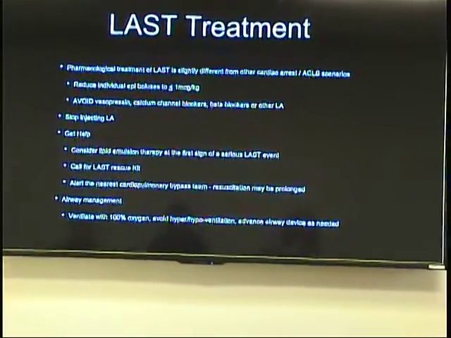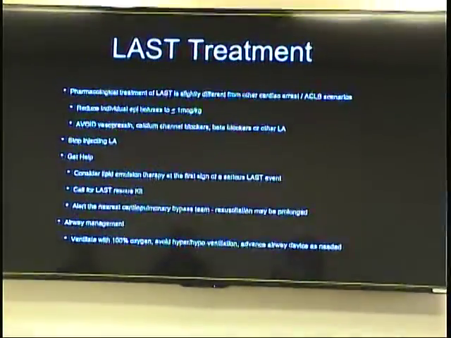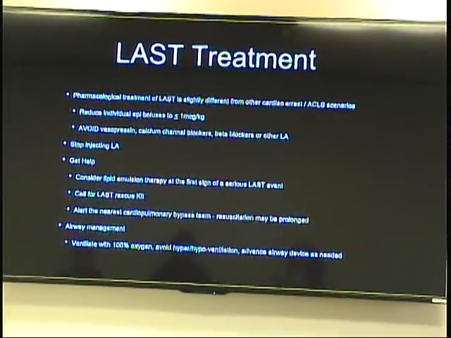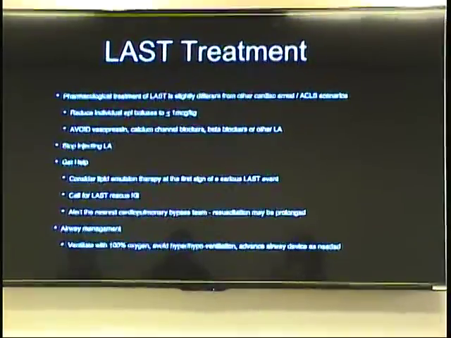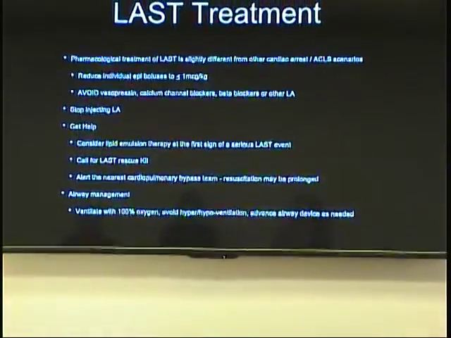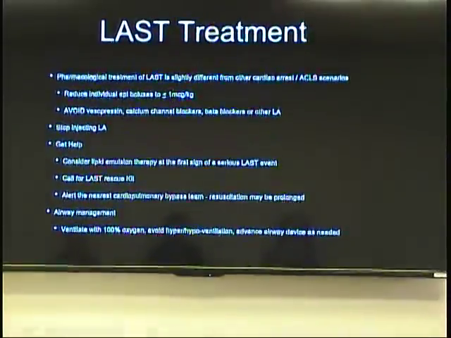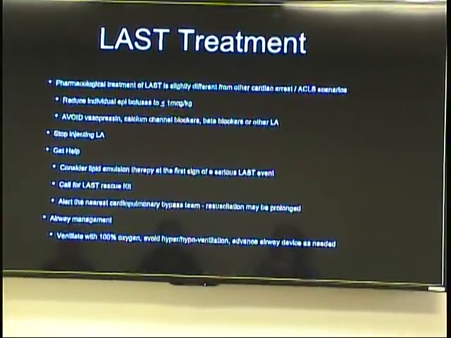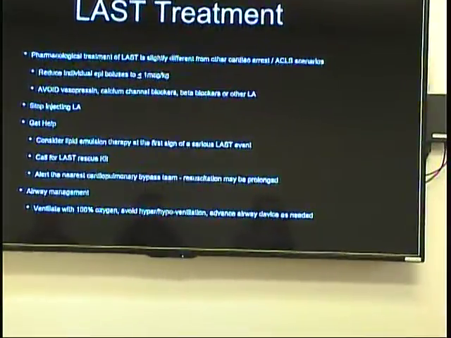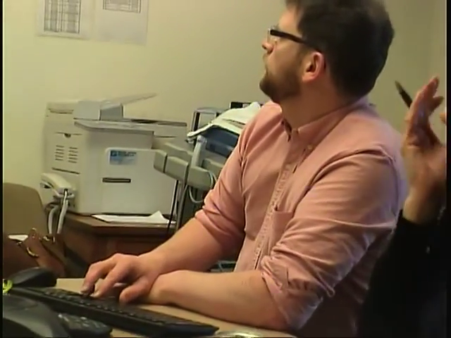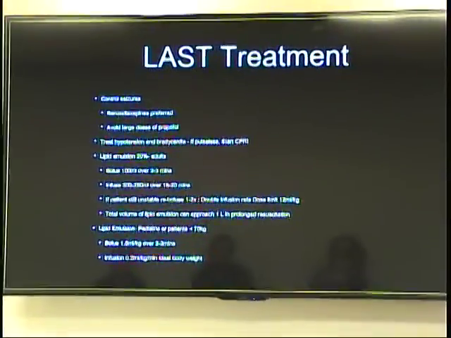And then always the ABCs of resuscitation: airway management, 100% oxygen, avoiding any hyper- or hypoventilation, because we talked about things that affect local anesthetic systemic toxicity, and acidosis is one of those. And then an advanced airway device if it's needed. The other thing, seizures.